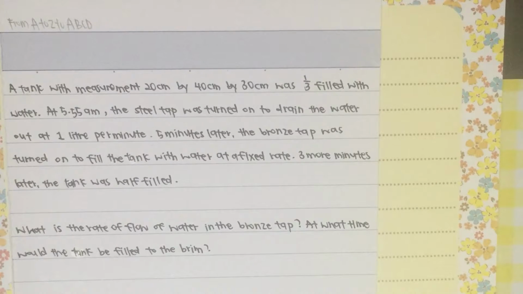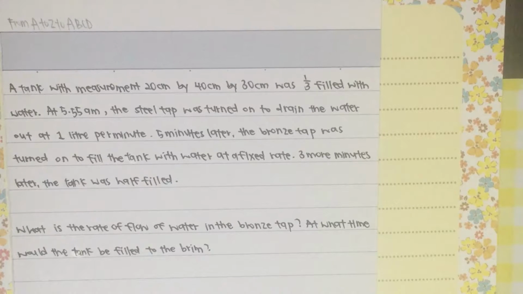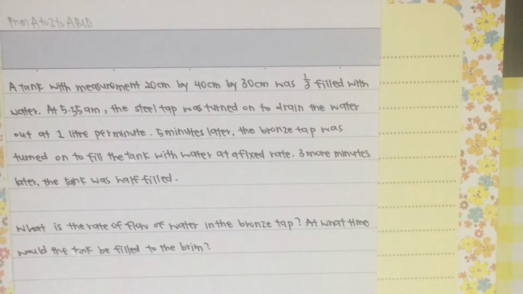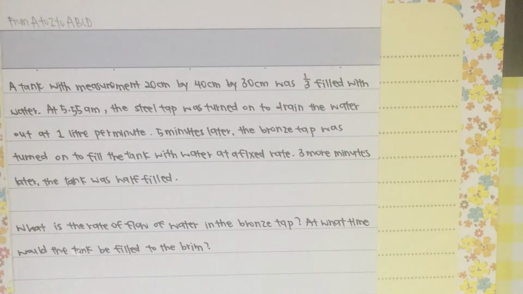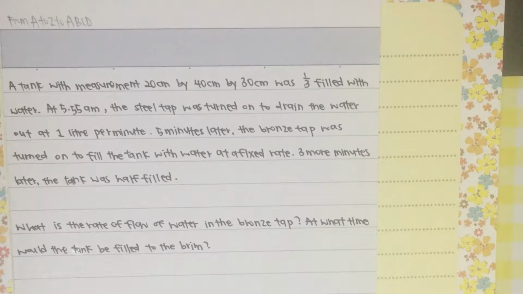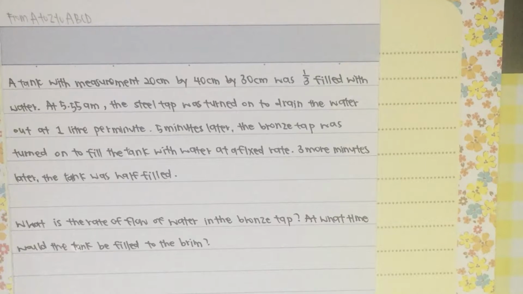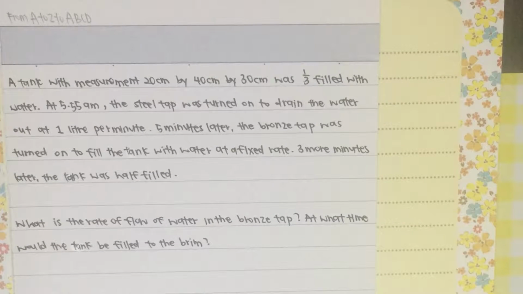A tank with measurements 20 cm by 40 cm by 30 cm was 1/3 filled with water. At 5:55 am, the steel tap was turned on to drain the water out at 1 liter per minute. 5 minutes later, the bronze tap was turned on to fill the tank with water at a fixed rate. 3 more minutes later, the tank was half filled. What is the rate of flow of water in the bronze tap? At what time would the tank be filled to the brim?